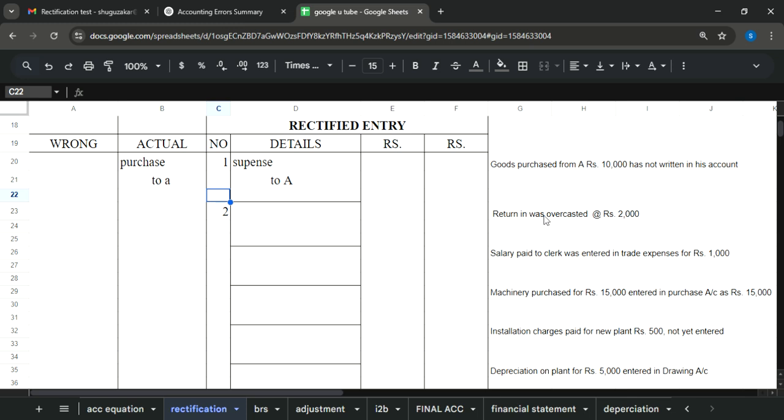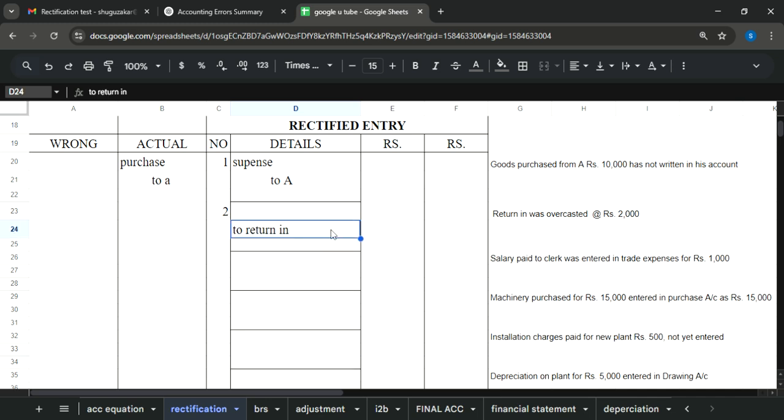Now the next mistake is overcast. In overcast, you change the position. If it is debit, you will have to make it credit. If it is credit, you will have to make it debit. So debit to credit and credit to debit. The original place of return inward is debit. In overcast, you will change the position, and now you will write it on the credit side.